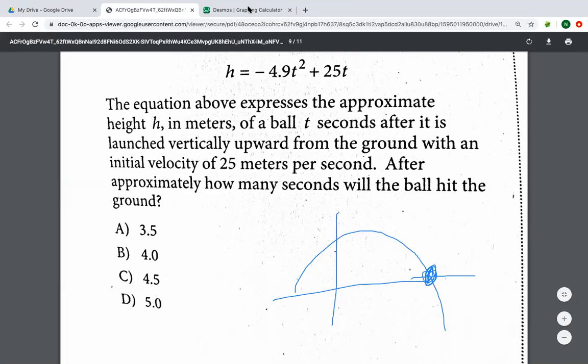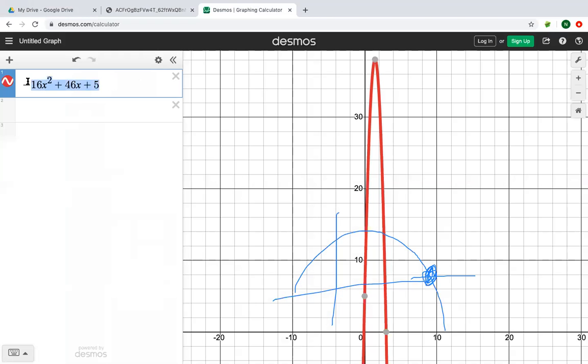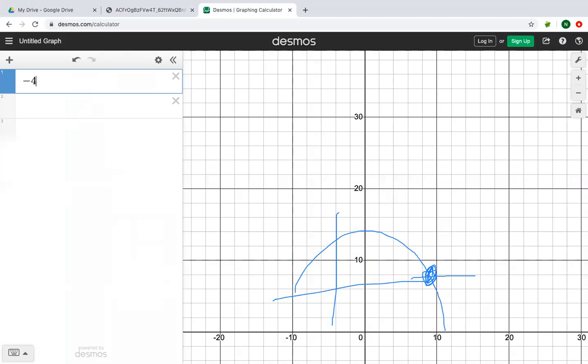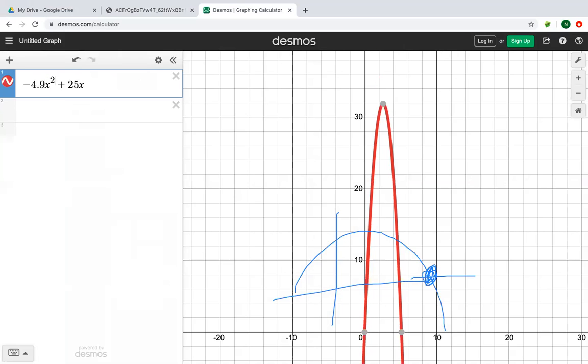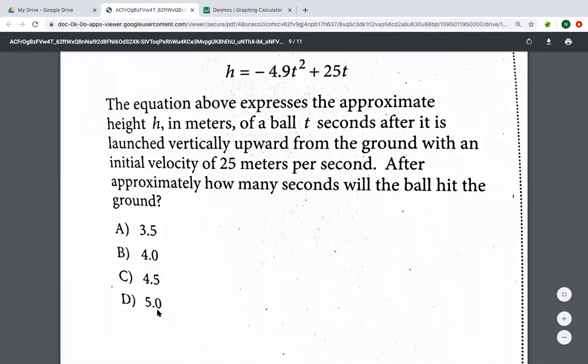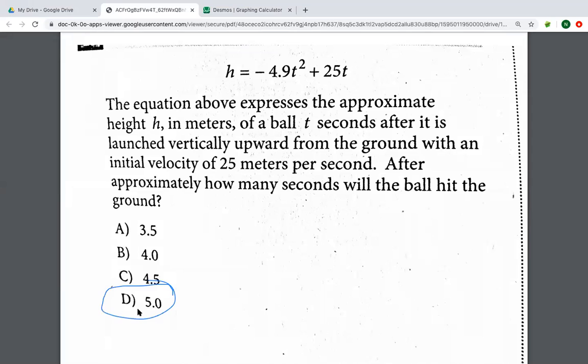I didn't do this one. -4.9 t squared plus... We'll use X. And it's 5.102, so about 5 seconds. So it would be D.